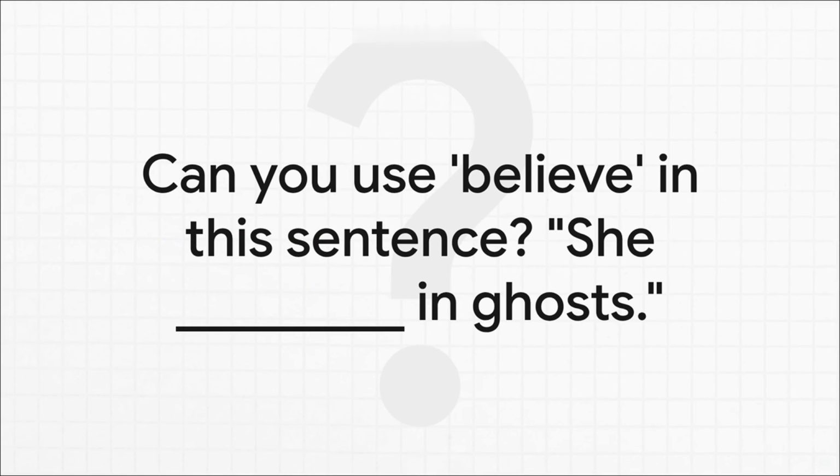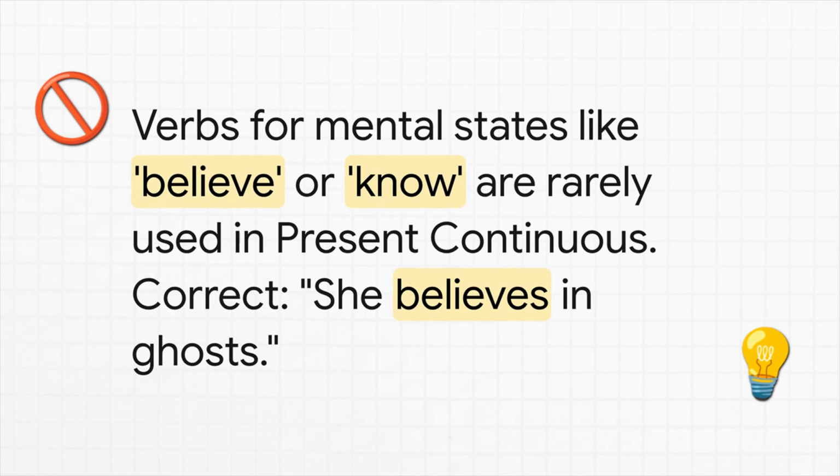All right, last one for you. And I'll warn you, this one's a little bit of a trap, so think carefully. Some verbs, well, they just don't like to be in continuous motion. And it's a trap. Here's why. Some verbs describe states, not actions. We call them stative verbs. Things like believing, knowing, understanding. You don't really do them, they just are. And that's why they almost always stick to the present simple. So the correct way to say it is, she believes in ghosts.